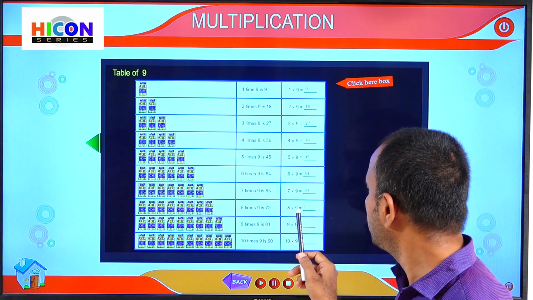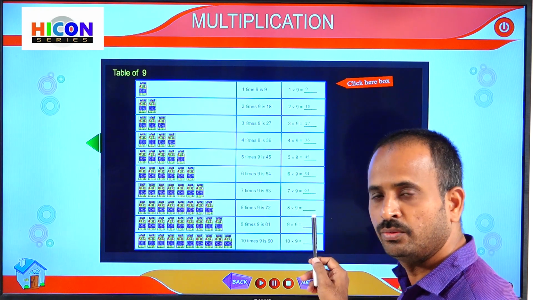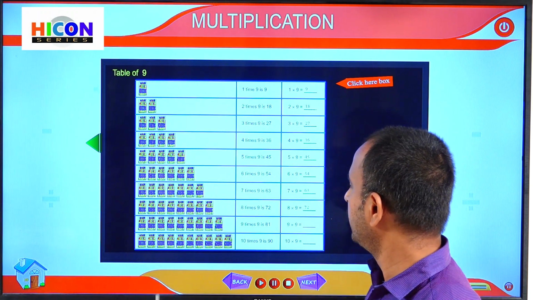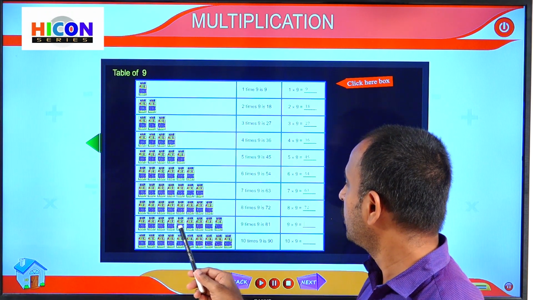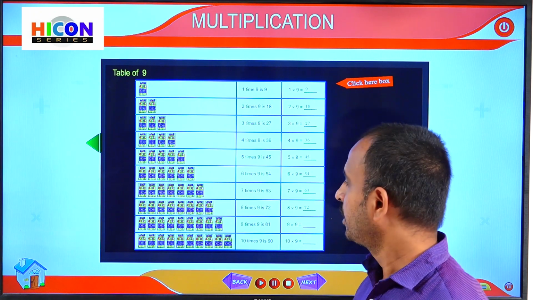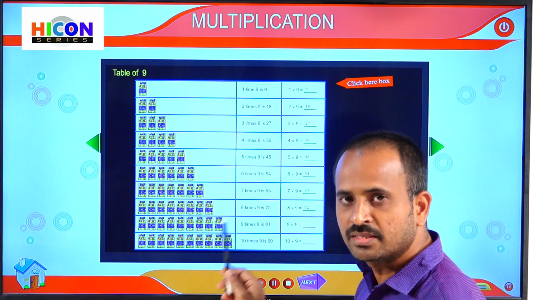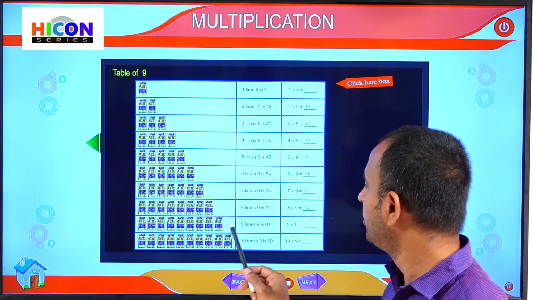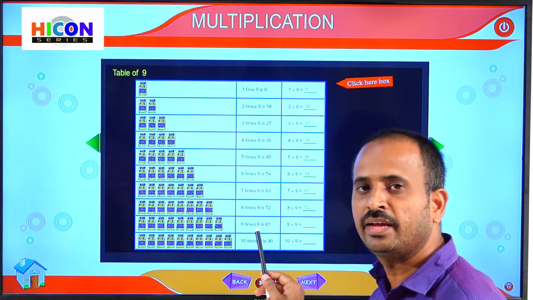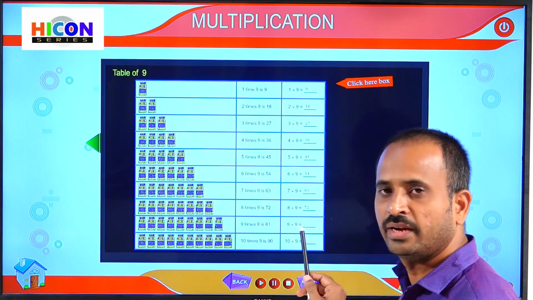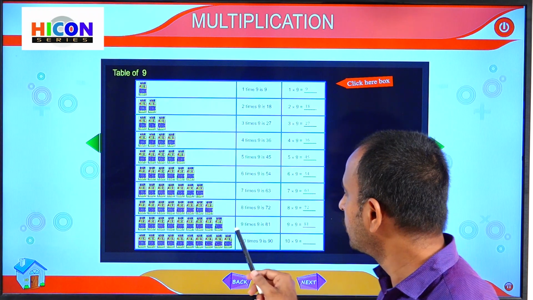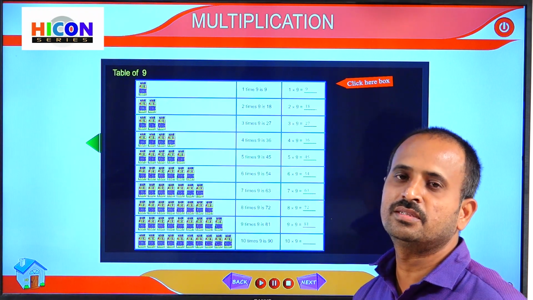So 8 nines are 72. So total there are 72 pencils. And see the next one. Here are total 9 groups of pencils. Each group has 9 pencils. So total number of pencils can be obtained by doing 9 times 9. That is 9 into 9. 9 nines are 81. So total there are 81 pencils.